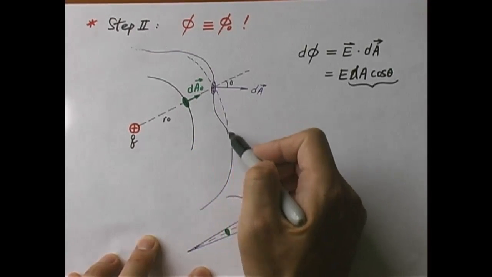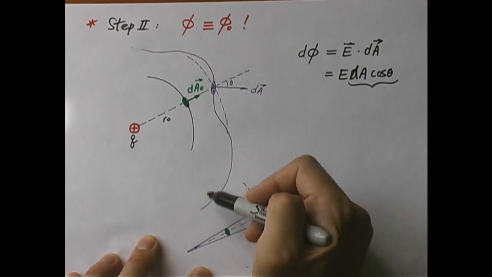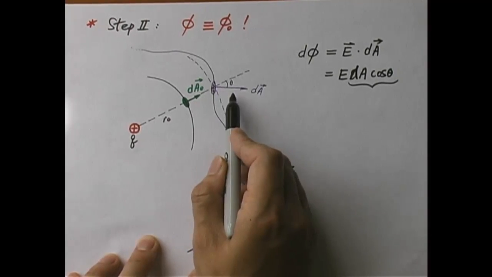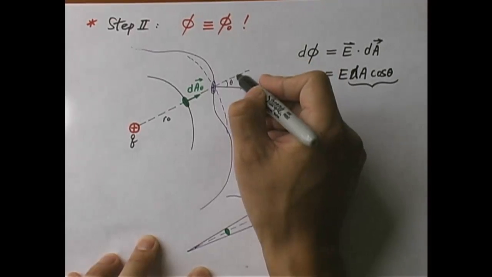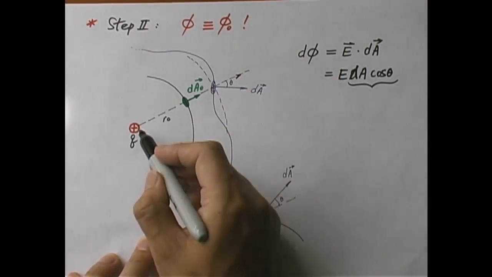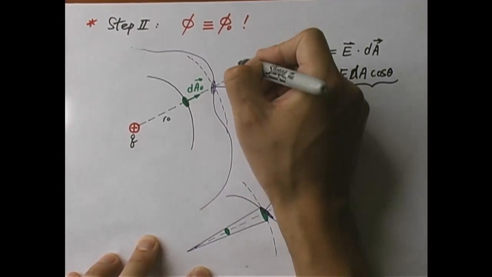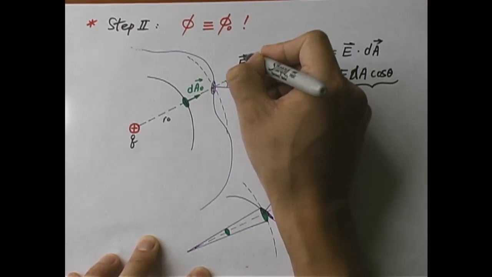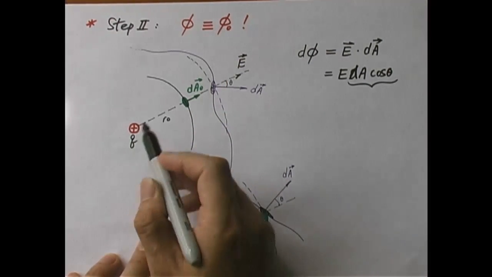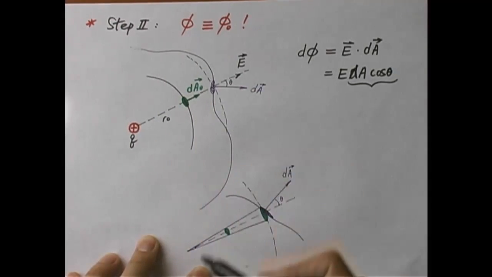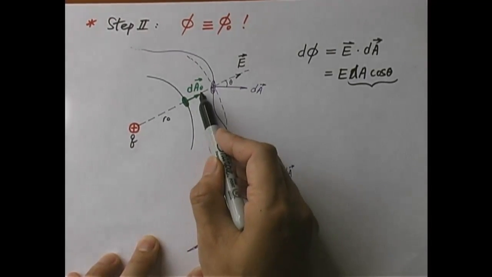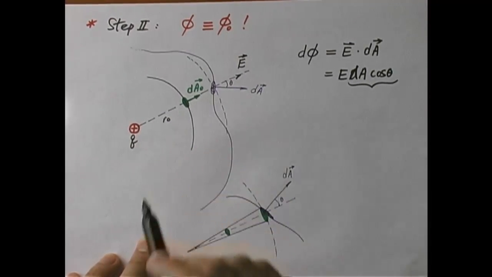Because of the arbitrary nature of this new surface, the local orientation of dA may be totally different from the local orientation of the electric field produced by this charge, which is always that way. This is always E. It's always radial, assuming Q is positive, but dA can be arbitrary. This angle theta can be anything you want, depending on the shape of the surface. Unlike dA naught and E naught, they're always in the same direction.